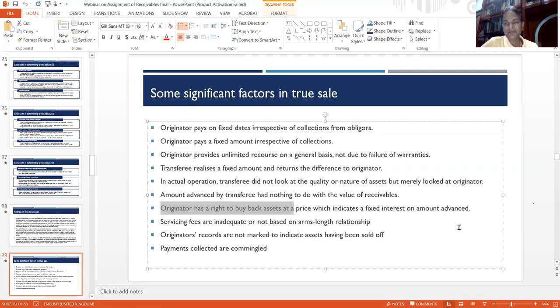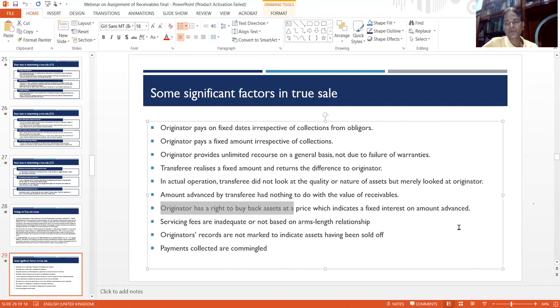Now look at the reality of the real world here. We see a transaction worth 100 crores of receivables being transferred. What is the servicing fee? 100 rupees per month. Ridiculous. The servicing fees are completely non-arm's length. That would be servicing fees completely detached from being a real servicing fee.